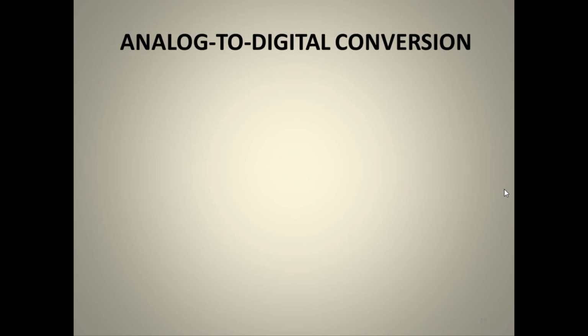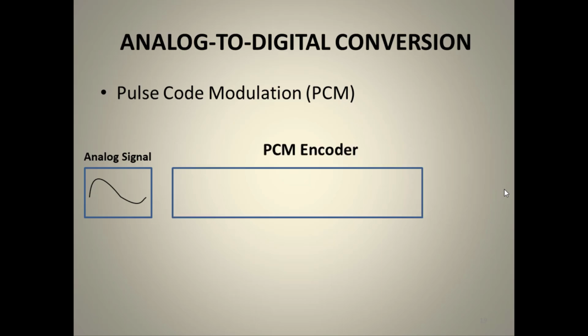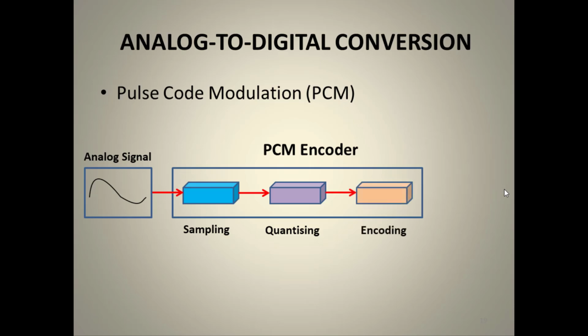Okay, now the next topic is analog to digital conversion. There are various applications where we need to convert data from analog to digital. One way is using pulse code modulation. In pulse code modulation, this is our original analog signal. It passes through a PCM encoder, and the first component is sampling. The input signal is sampled, the output of sampling is given to quantizing, the output of quantizing is given to encoding, and finally we get the digital data. So this analog signal is converted to digital data using the PCM encoder.